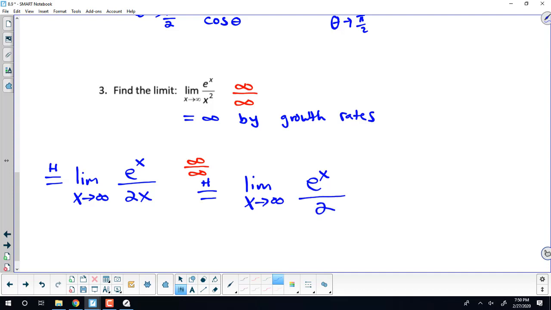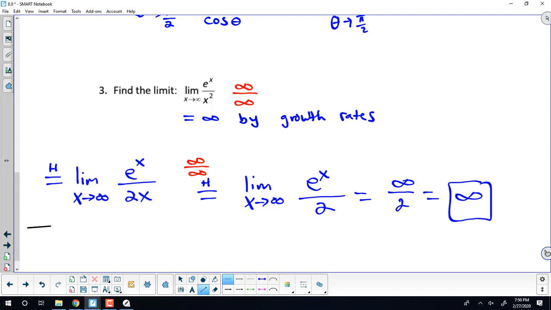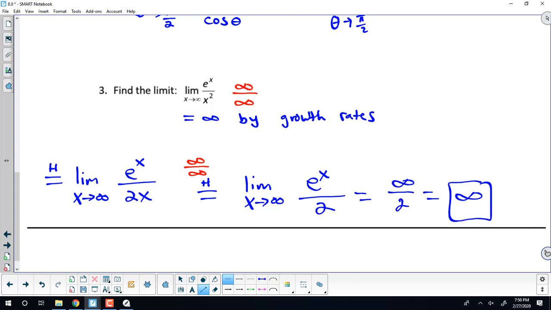Now we have the limit at infinity of e to the x over 2, which is infinity over 2, which is infinity. We can just write that out. Any questions on any of that?